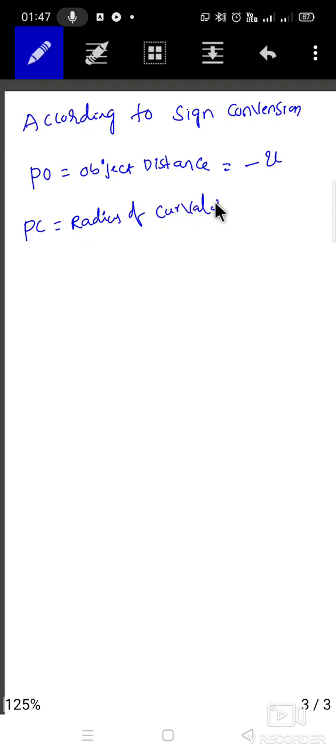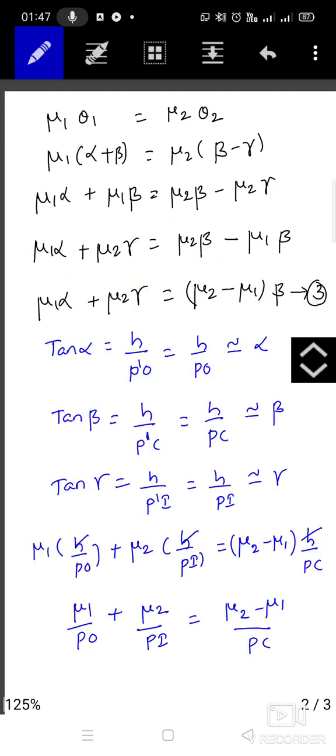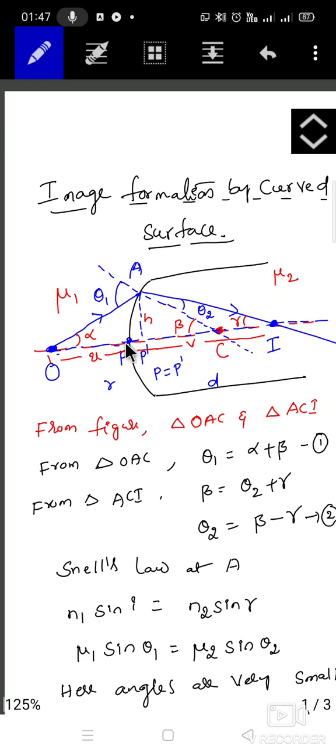Radius of curvature is indicated by the letter R. This is on the right side of the axis, the positive x-axis, that's why it is plus R. PI is the image distance, which can be taken as V. This is also positive because it is given in the diagram. PO is opposite to the positive axis, that is the negative axis, so it is minus U. PC, the radius of curvature, is plus R, and PI, the image distance, is plus V.